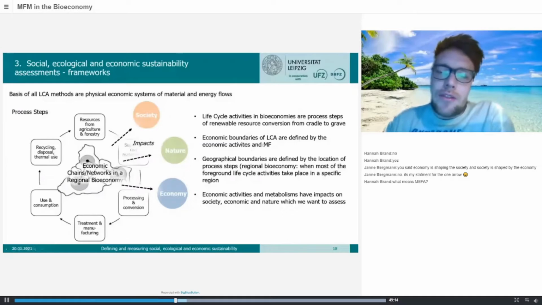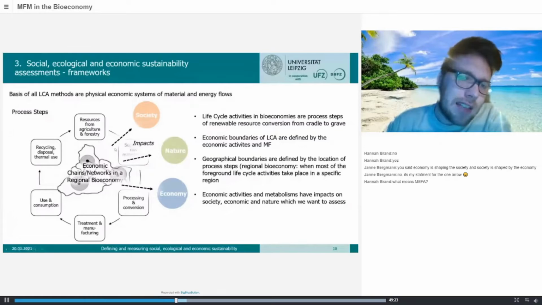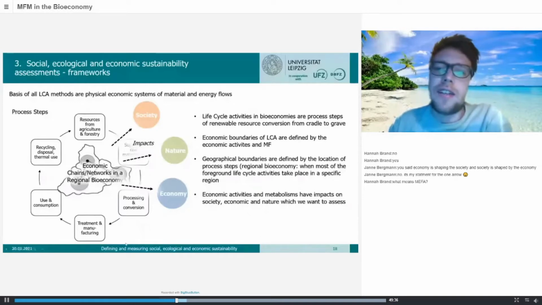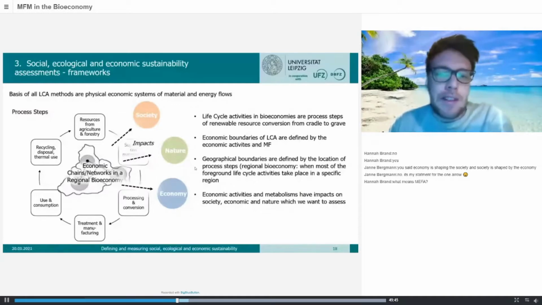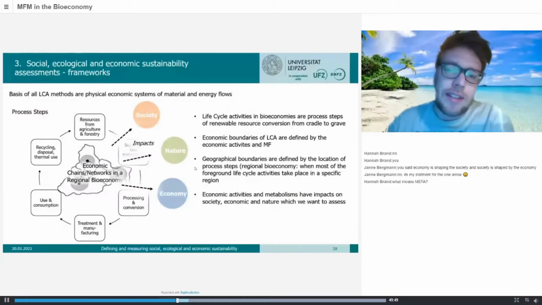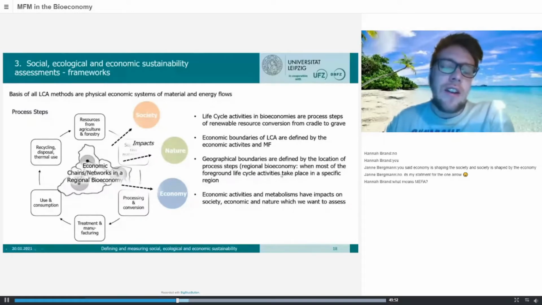And the economic boundaries of our LCA are defined by our economic activities. So when we start with a specific company at the point of resources, and we end with a specific company in recycling, then those two companies and everything in between, all the other steps, are our economic boundaries. And we also have geographical boundaries, and they are defined by the location of the different companies, so by the location of the process steps. We speak of a regional bioeconomy when most of the foreground life cycle activities take place in a specific region.